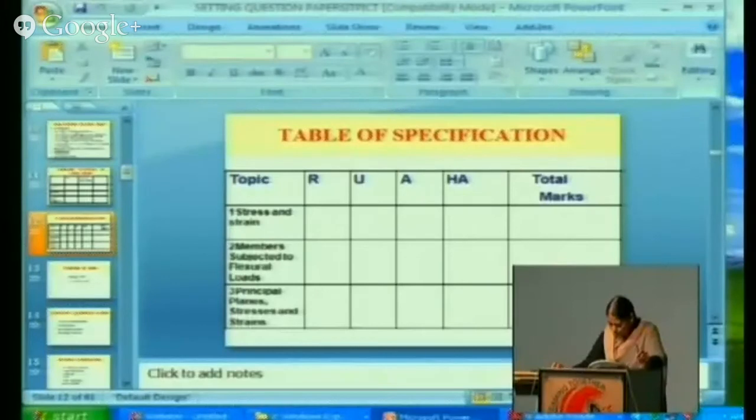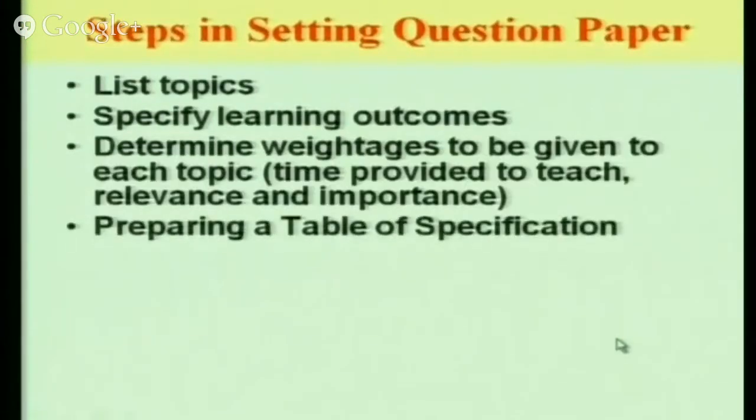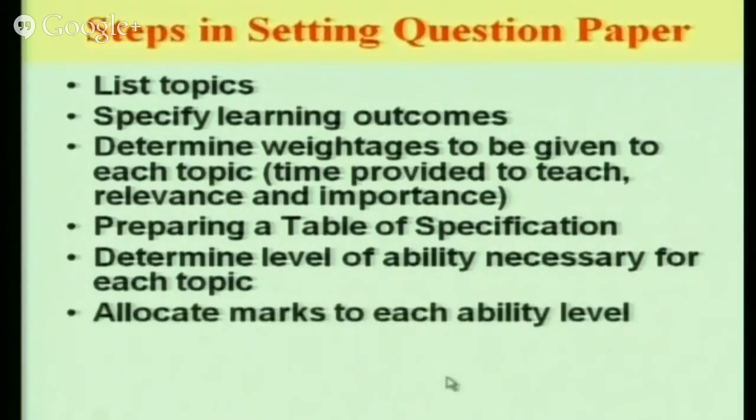So after we prepare a table of specification, what we need to do is determine the level of ability. So allocate marks to each ability level. So for the 3 topics, if you add the marks to be given to the remembering level, this will give you the total weightage in the question paper to be given to the remembering level, then to the understanding, then to the application, then to the higher than application.